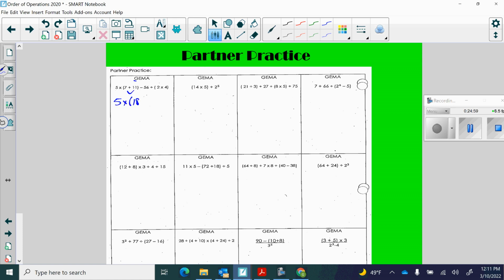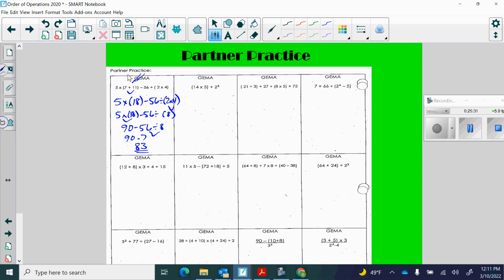So I start off 5 times 18 minus 56 divided by 2 times 4. I have an additional grouping on this side, so 5 times 18 minus 56 divided by 8. Different groupings, no exponents. Multiplication division, I've got a multiplication up front, so that's going to be 90 minus 56 divided by 8. I have a division on the back side. 90 minus 7 gives me an answer of 83.